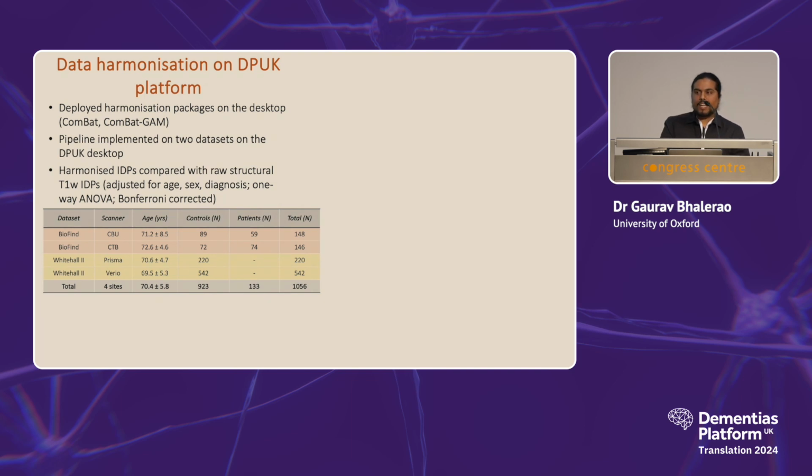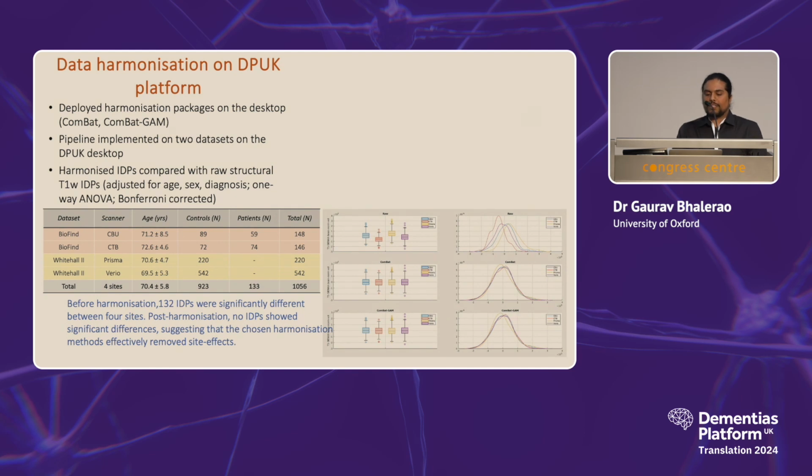So in the next step, as I pointed out, we also need to consider the harmonization component. We deployed existing harmonization packages on the DPUK platform, and we applied the adapted pipeline on two different datasets on the DPUK platform. These two datasets were acquired from 4 different sites. Then we applied the harmonization methods on the raw IDPs. You can see that the raw IDPs were quite different across sites, but after applying the chosen harmonization methods, we see a more homogeneous distribution, and none of the IDPs were significantly different.